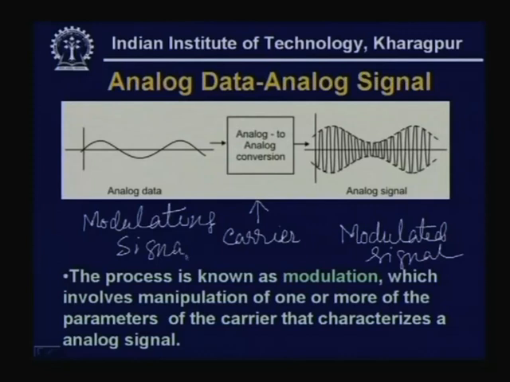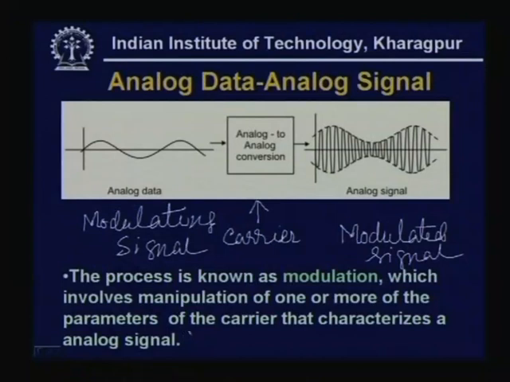So, the modulating signal and the carrier, these two are applied to the converter, the modulator. This process of conversion from analog data to analog signal, which involves manipulation of one or more of the parameters of the carrier, that is amplitude, frequency or phase that characterizes the analog signal, is known as modulation.